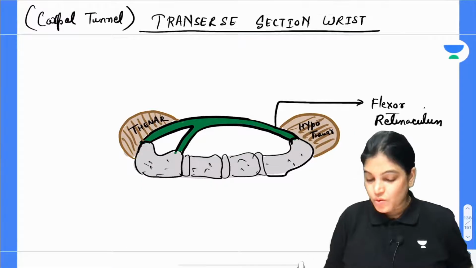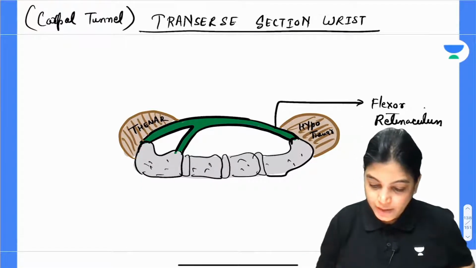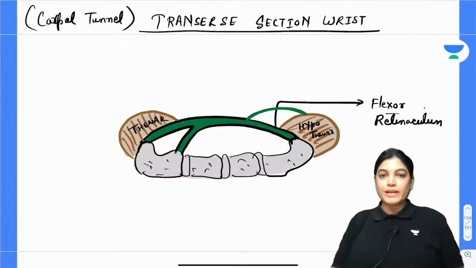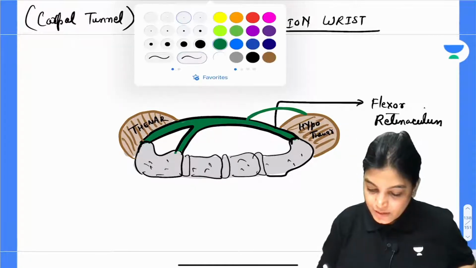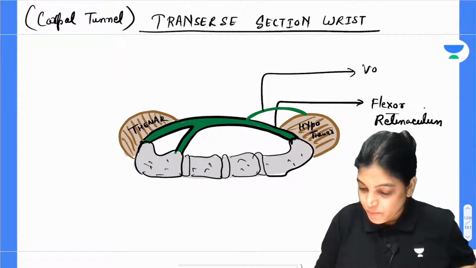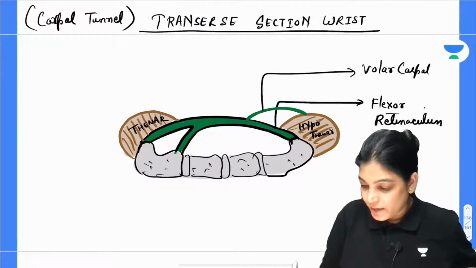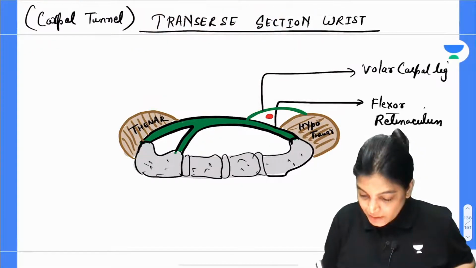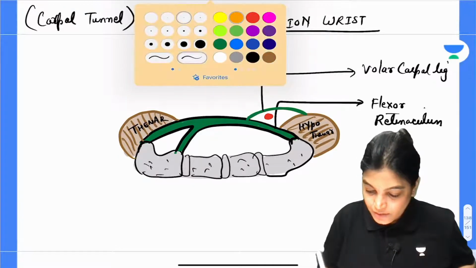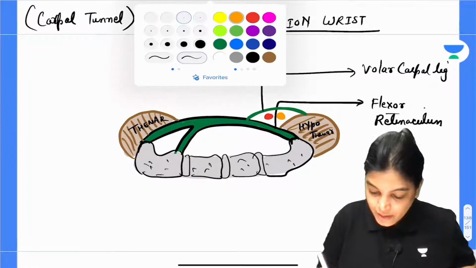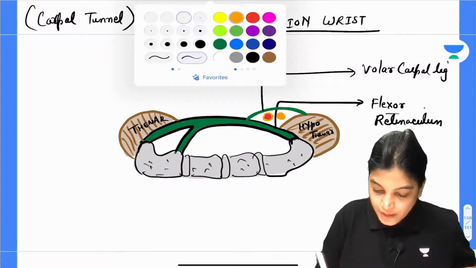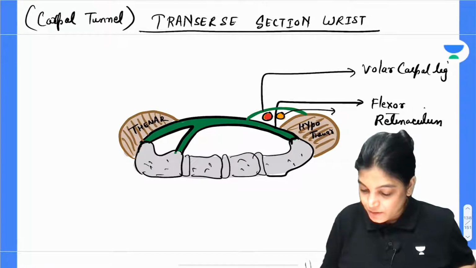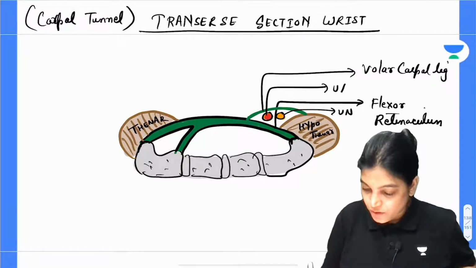Now, one more thing I want to draw with green color, that is the superficial slip of the flexor retinaculum. This superficial slip of the flexor retinaculum is called the volar carpal ligament. Just below the volar carpal ligament, one artery and one nerve are traversing. Here, this will be UN for ulnar nerve and this is UA for ulnar artery.